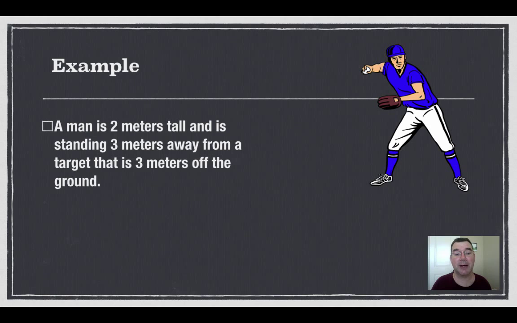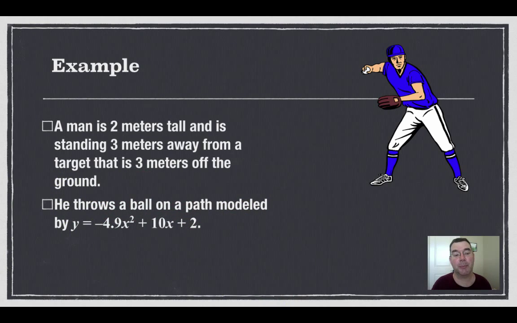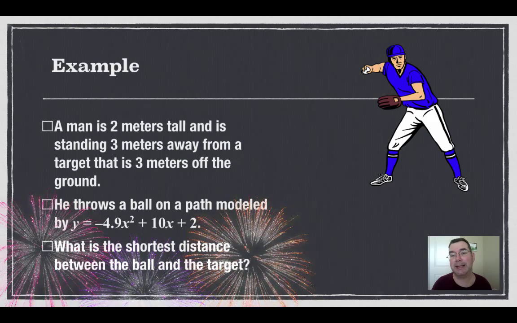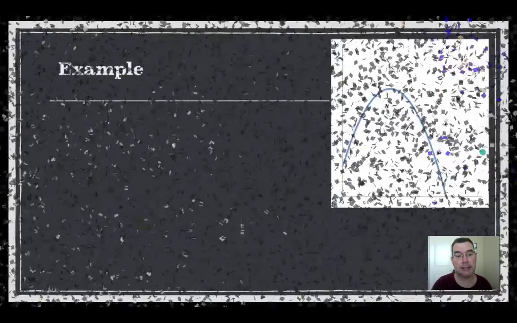Here's another example. I've got a man who is 2 meters tall. He's standing 3 meters away from a target that is 3 meters off the ground. He throws a ball, and the path of the ball is modeled by this function right here, y equals negative 4.9x squared plus 10x plus 2. He's not going to hit the target, but I want to see how close he's going to get. So I want to know the shortest distance between the ball and the target.